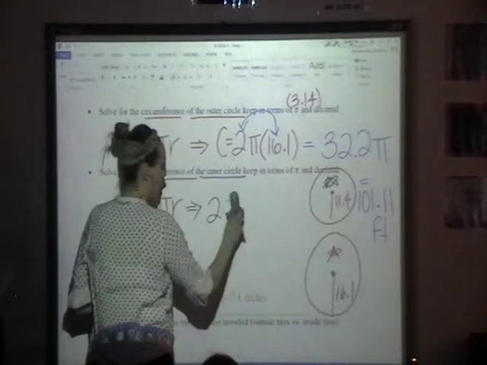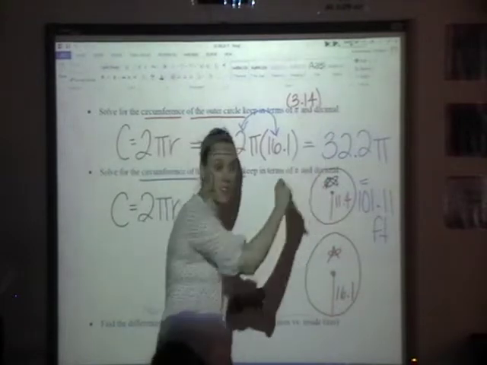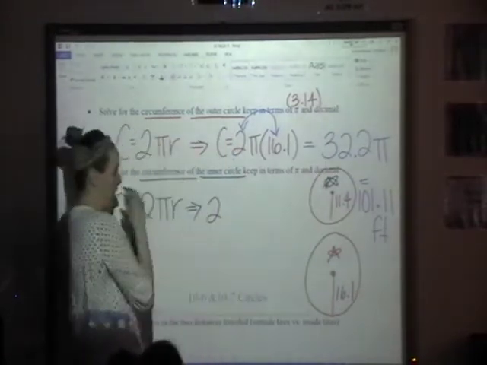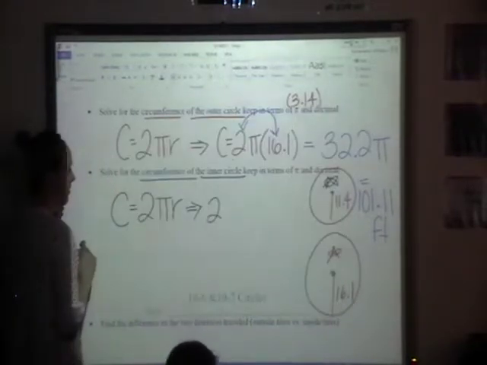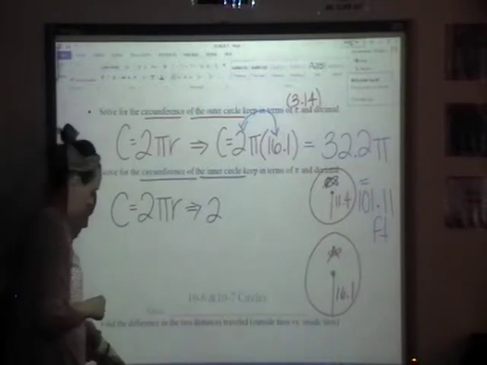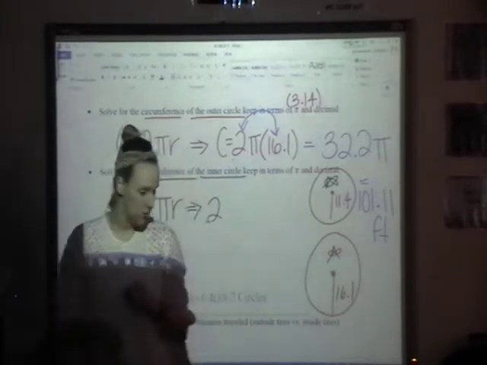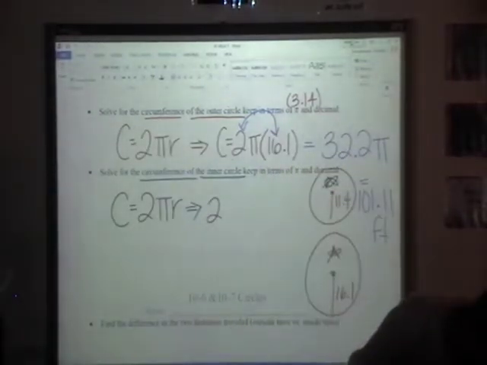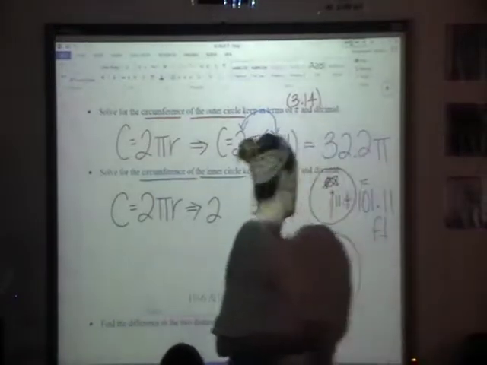Wait, how did you know that it was 11.4? Because we subtracted. We wanted to take away the 4.7. We didn't want that length. So the total length is 16.1. We want to take away the extra length, so we would subtract. If we added, it would have made it longer. Okay, all right, sorry, we're good.